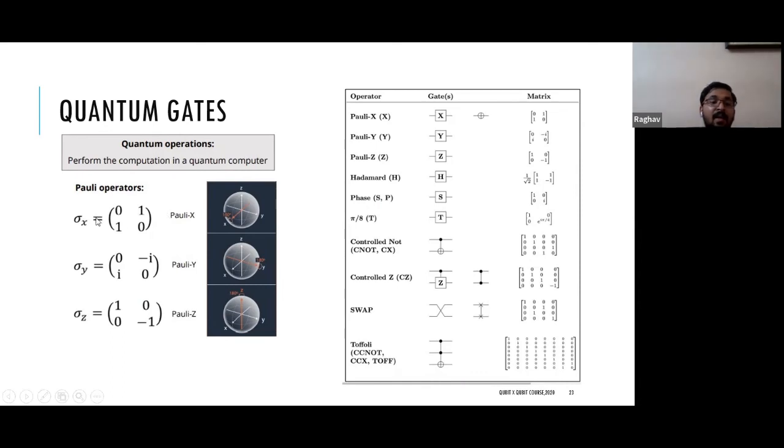It is a matrix representation of this gate, the X gate or Pauli X gate, because Pauli invented those gates. These are Pauli X, Pauli Y, and Pauli Z gates, which are highly important, and we can decompose other gates using these gates.